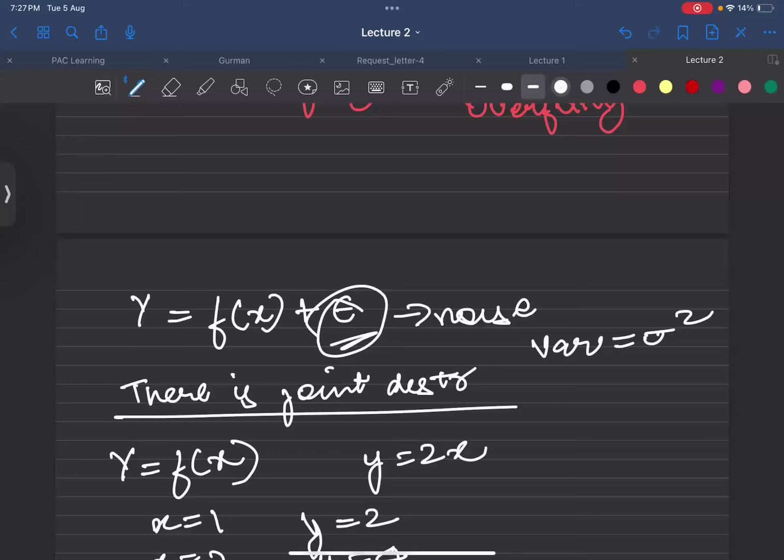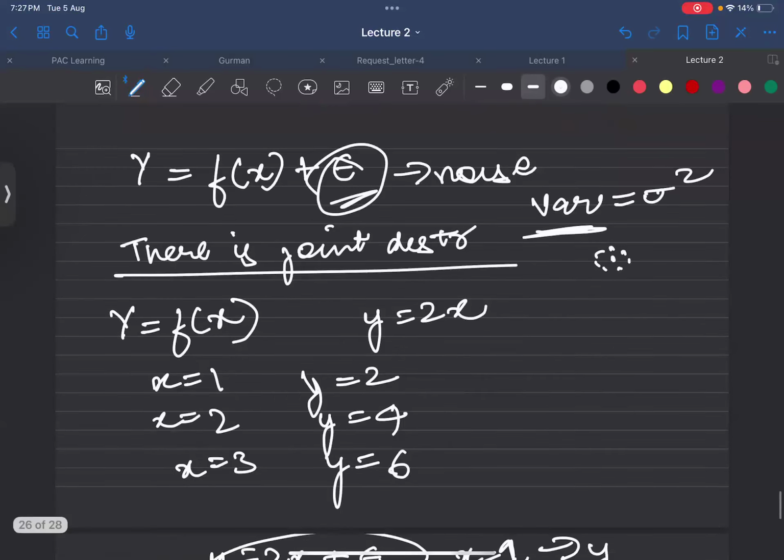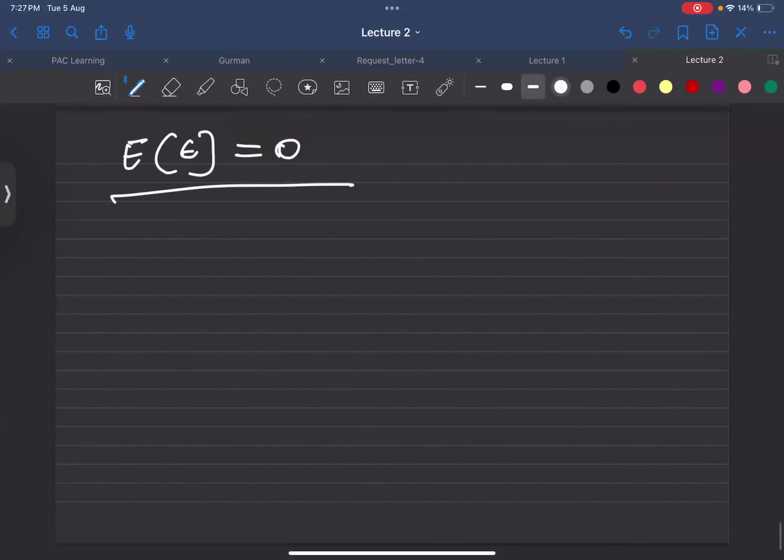But variance is how much the noise is spread around that 0 point. If I say small variance, this sigma square is small, which means all the predictions are close to 0. Then shouldn't the variance also be 0 instead of sigma square? Variance is not the expectation. If I say the expectation of epsilon is 0, it doesn't mean that all the values are 0.